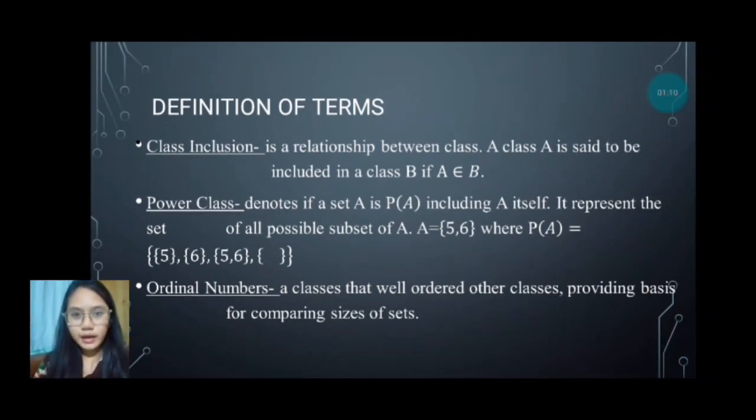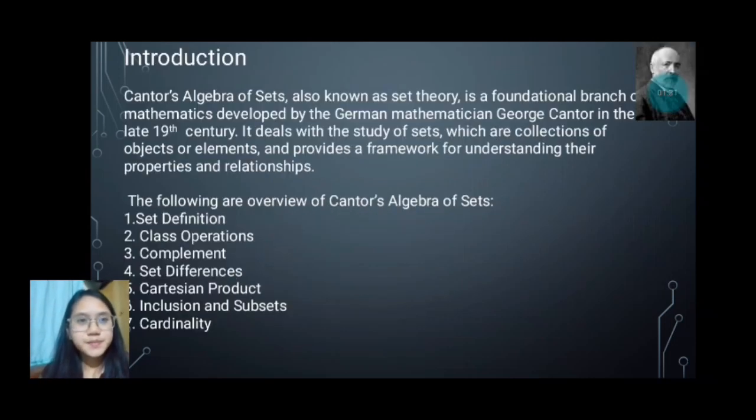We have here A, a set containing the elements 5 and 6, where the power set of A is a set containing {5}, {6}, {5, 6}, and an empty set. While the ordinal numbers, Cantor defined them as a class that well-orders other classes, providing a basis for comparing sizes of sets. So, the introduction of Cantor's algebra of sets.